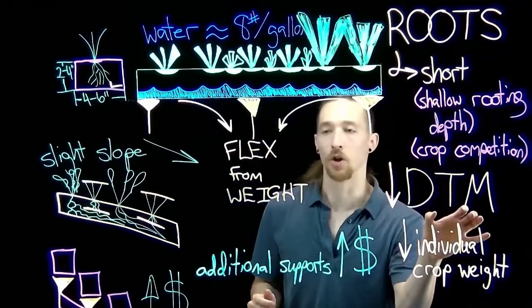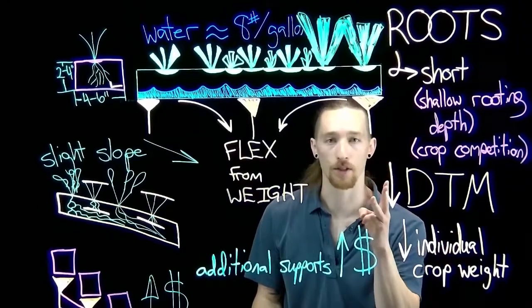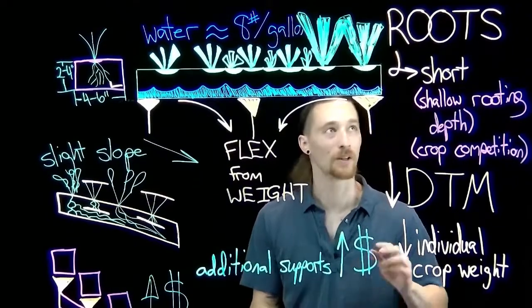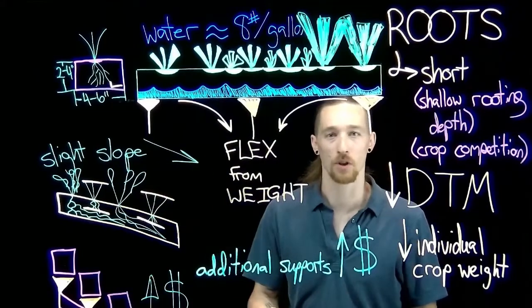This is basically controlled by choosing low DTM crops. You want small crops that grow quickly and are harvested promptly for nutrient film techniques. So there we go. It's all about the roots when choosing crops for nutrient film technique.